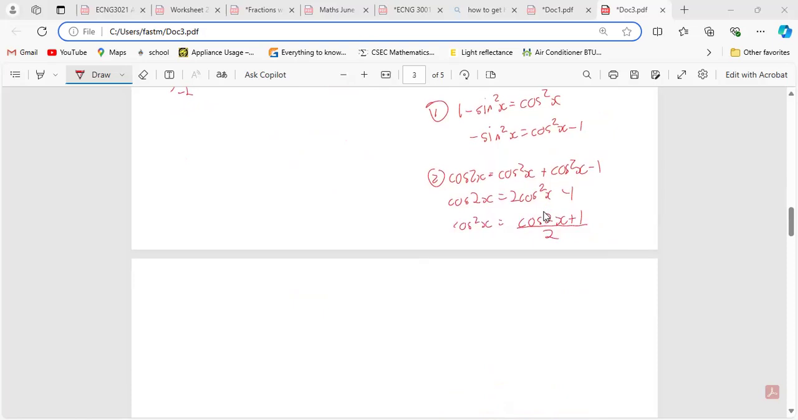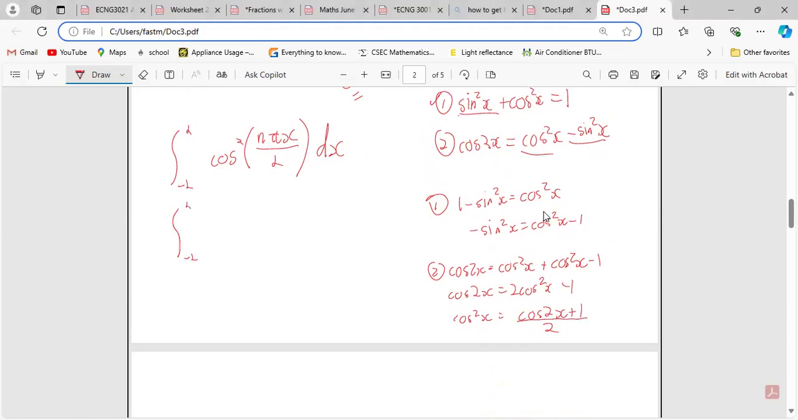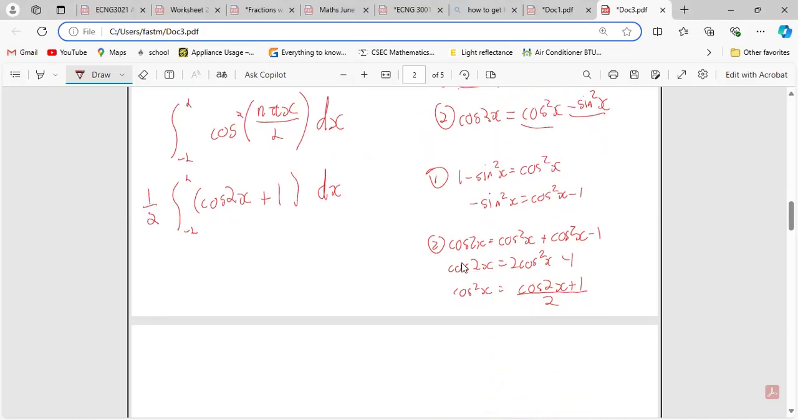Anyway, so where was I? Right. I have cos square x. So we're going to plug that back into here. So again, I'll pull out the half, because it's a constant. I hate constants. So cos 2x plus 1 dx. And guess what? We haven't integrated yet. If you thought we integrate, we haven't. All we do is change it into a form that we can integrate.